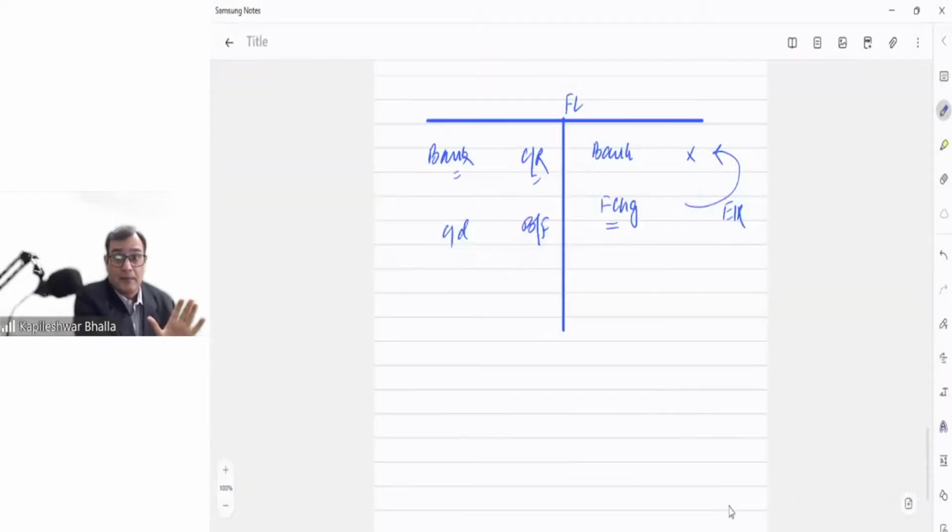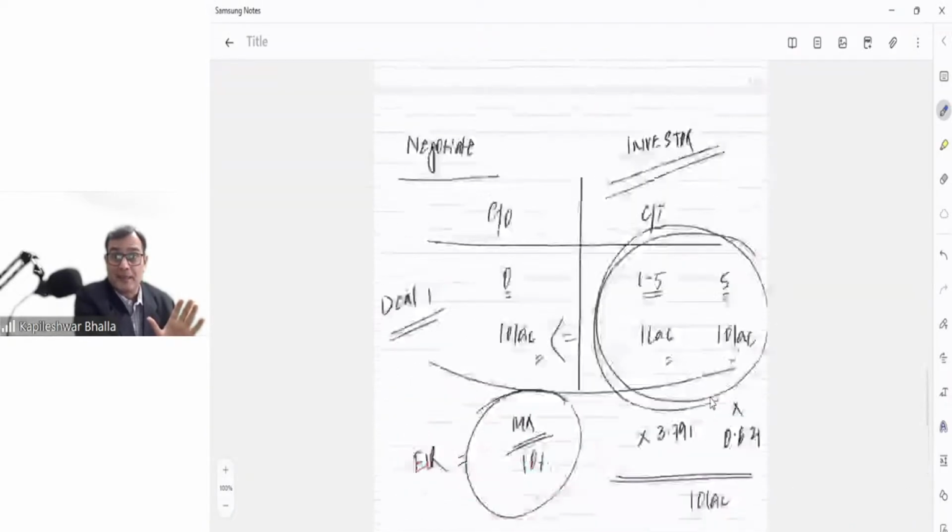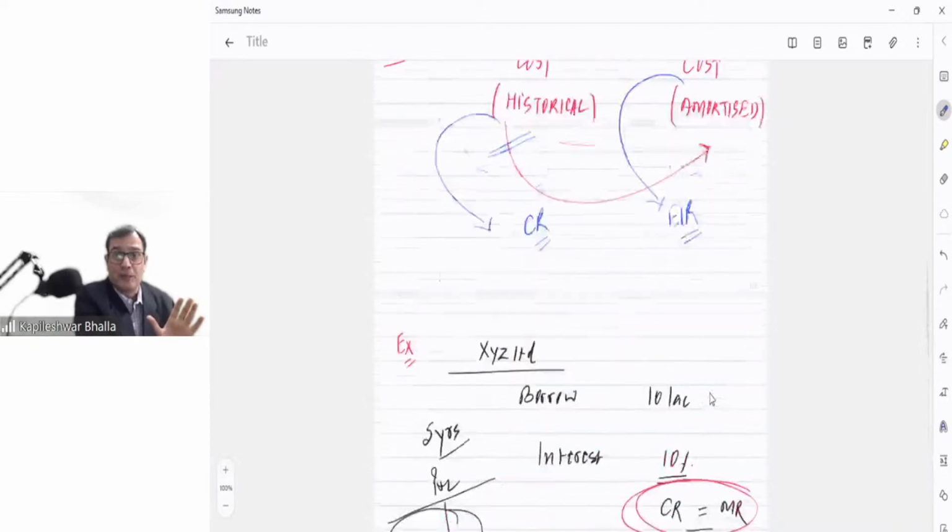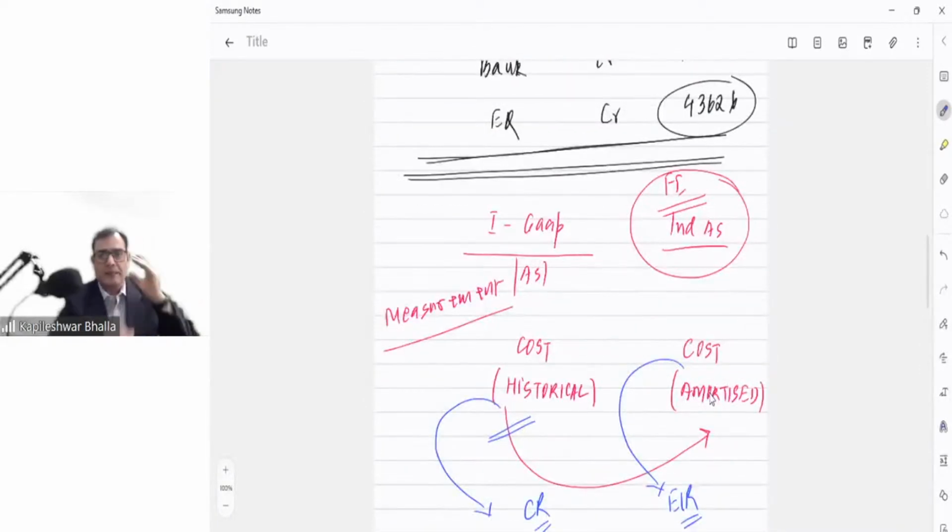Let me put this once again. First of all, let me change your perception towards accounting. Let me consolidate this picture once again. Let's consolidate the entire learnings which I've given you with logics.